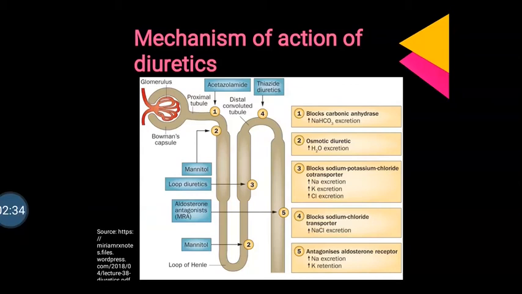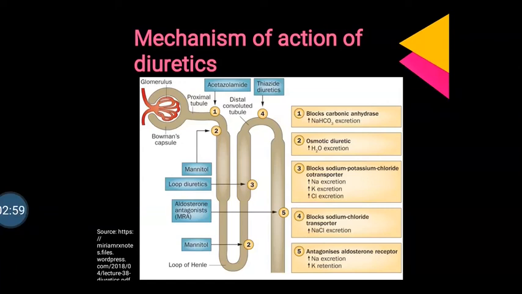Here you can see drugs like acetazolamide, they act on the proximal tubule and block the carbonic anhydrase enzyme and thereby increase the sodium hydrogen carbonate excretion and thereby the water excretion. Some drugs act on the descending limb like osmotic diuretics, they increase the water excretion.